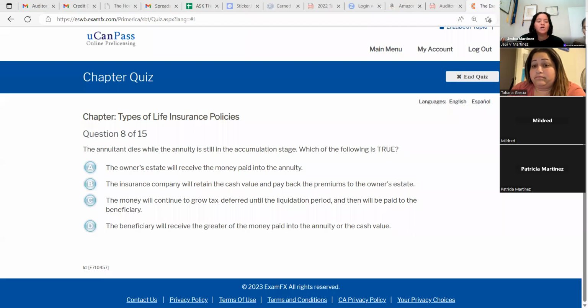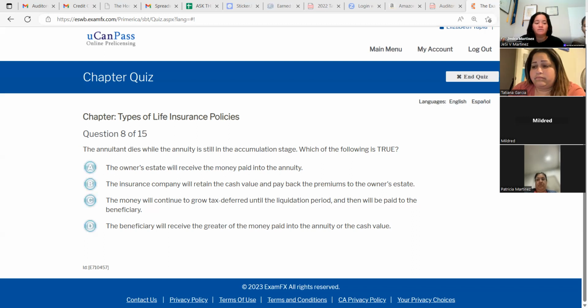Which one do you guys think? So think about it. You die during the accumulation stage of your annuity. So the owner's estate will receive the money paid into the annuity, or the insurance company will retain the cash value and pay back the premiums to the owner's estate, or the money will continue to grow tax deferred until the liquidation period, or the beneficiary will receive the greater of the money.